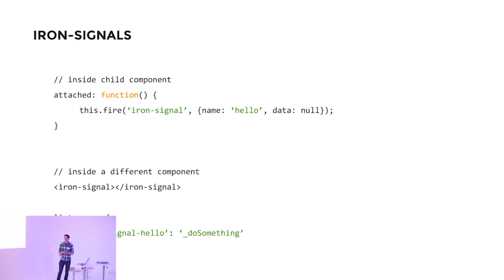So what you do is you fire an iron signal. You do this.fire, then iron signal with the name of the event. So I've just said hello. And then any element that you want to listen to that event, you attach an iron signal element, and then in the listeners, all you do is iron signal dash the event name. Anytime this iron signal is fired, it will be picked up by any components which have that iron signal.